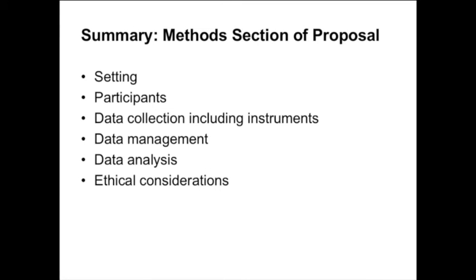So in summary, the methods section of a proposal should contain your setting, that is your geographic location, the people who will be participating in the study, how you're going to collect the data, including the instruments that you will use, how you're going to manage the data with attention to security and anonymity, confidentiality. You need to pay attention to how you're going to analyze your data, and last, attention to ethical considerations.